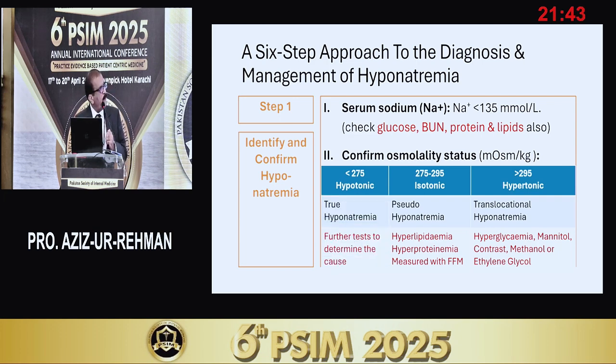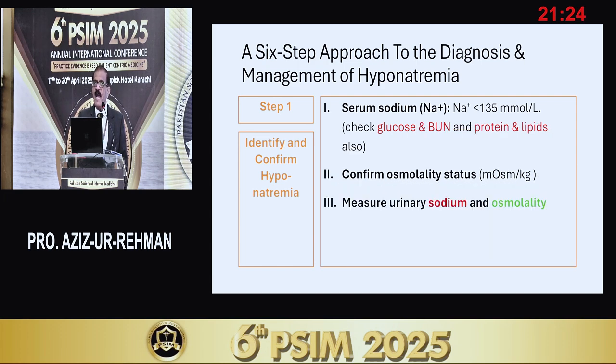And the true hyponatremia is when there is hyponatremia with decreased osmotic pressure, hypotonic hyponatremia. That is true hyponatremia. And in this case, further tests are to be done to determine the exact cause. So my further discussion would be focused on this true hyponatremia. So in that case, I think you should measure urinary sodium and urinary osmolality.